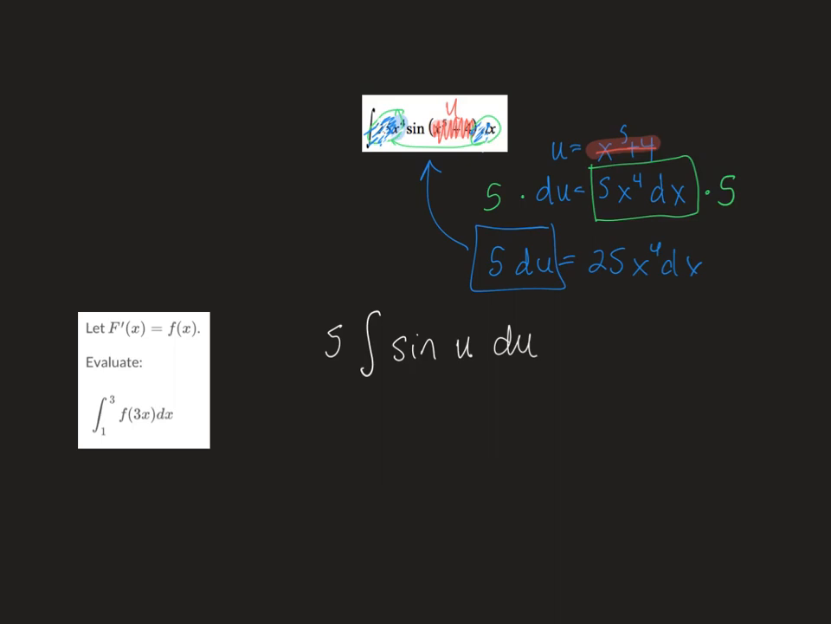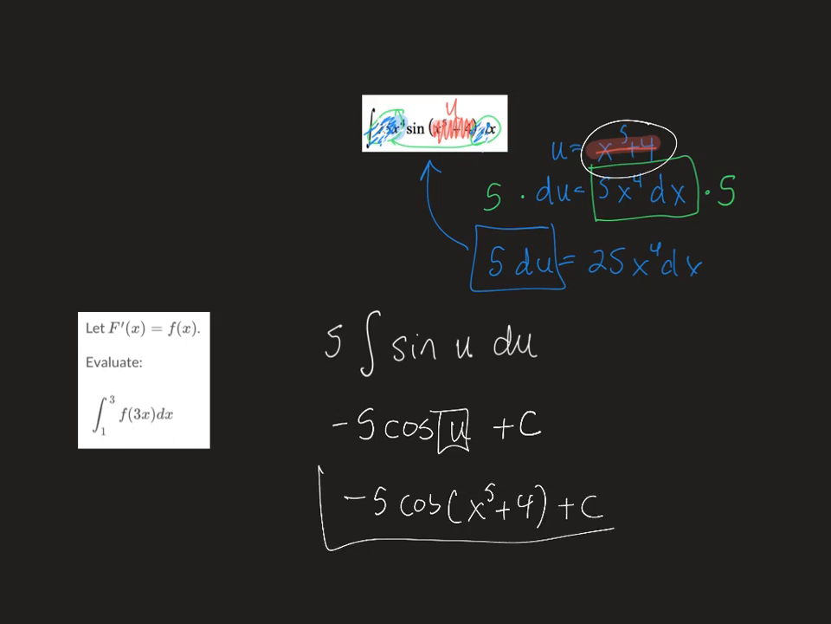So now the antiderivative of sine is negative cosine u plus c. And now I just have to get this back to my original variable. So in place of this u, I go back to that x to the 5th plus 4. So negative 5 cosine of x to the 5th plus 4 plus c. And that is my antiderivative. And also keep in mind that any of these antiderivatives can be checked by just doing a derivative.